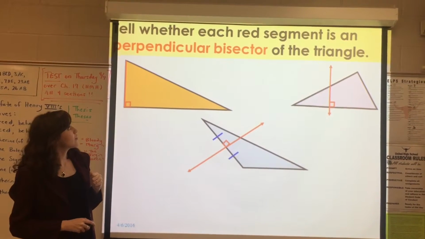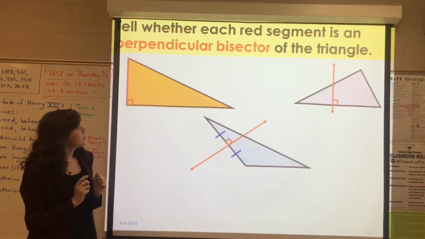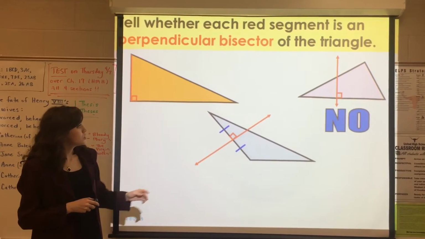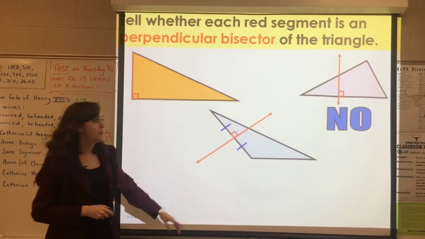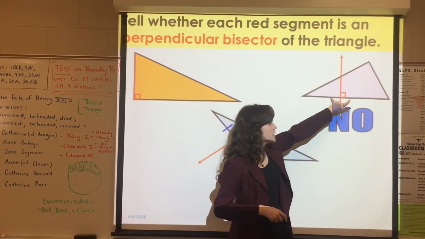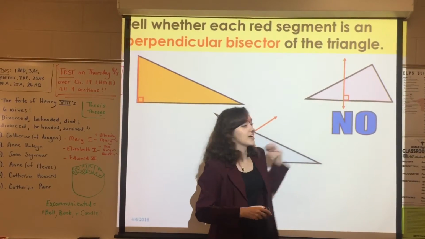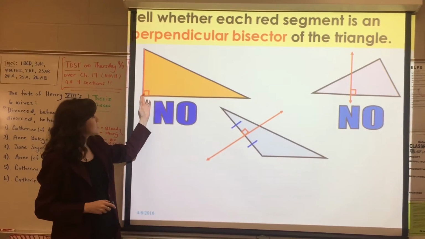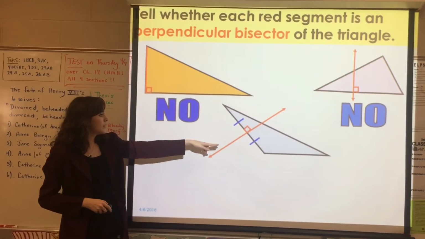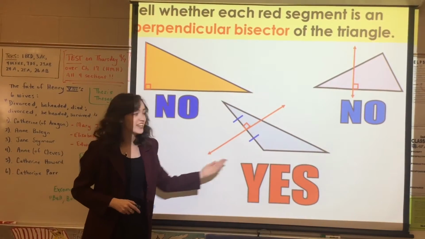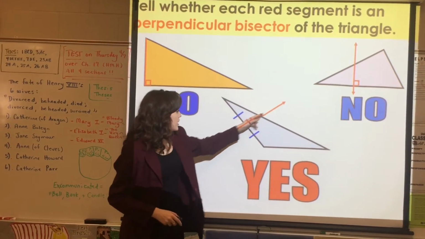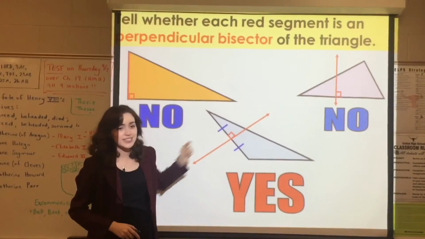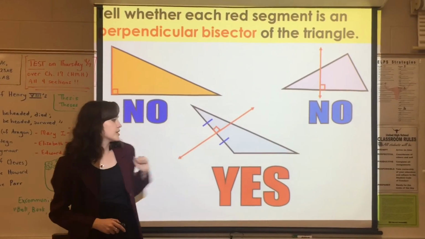So now we're going to tell whether each red segment is a perpendicular bisector of the triangle. So we have that this one is not because it does not have the tick marks showing that both of these sides are congruent. This one also is not because it is not bisecting this line. Now this one definitely is. It's creating a 90-degree angle perpendicular to this line, and it has a tick mark showing that this side is congruent to this side.